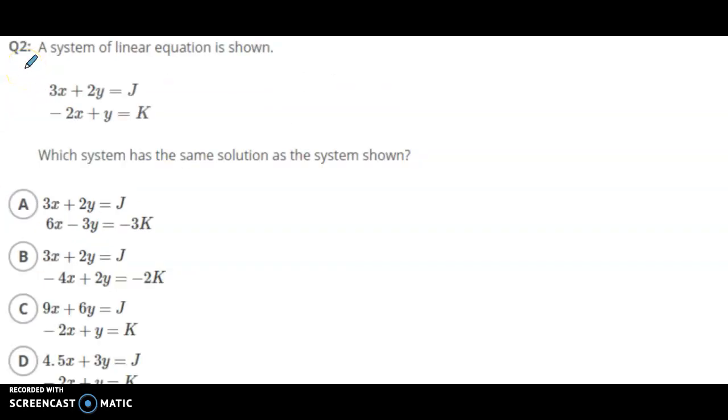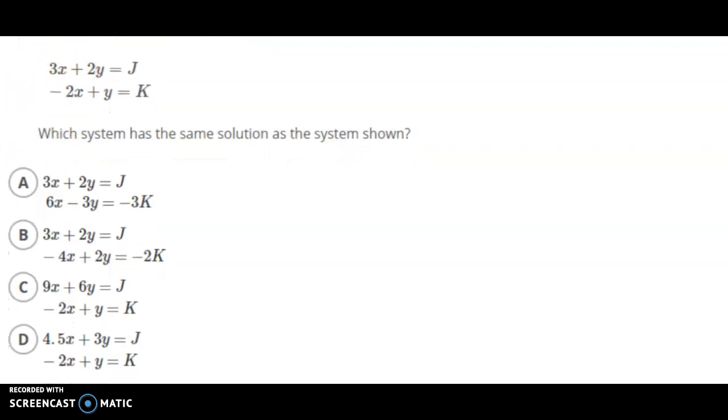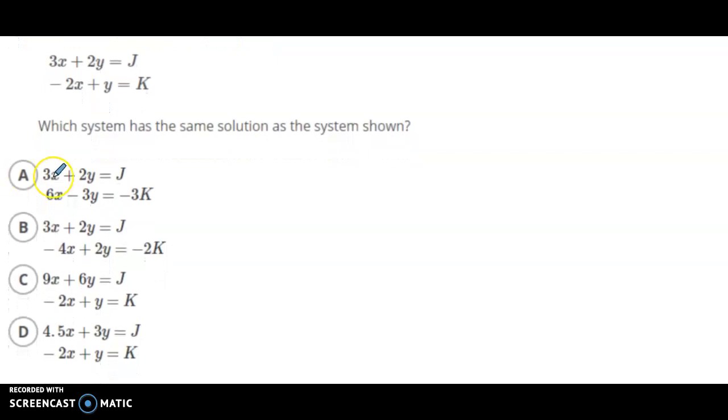Question 2, a system of linear equations is shown. There it is. Which one has the same solution? So we're going to try to figure out what the difference is between the original and the new system and see if that makes an equivalent system. So the first one, the top equation is the same, and then it looks like 6 is -3 times 2, -3 is 1 times -3, and they're saying it's multiplying k by -3. So this one looks good so far. Let's check the other ones to make sure.